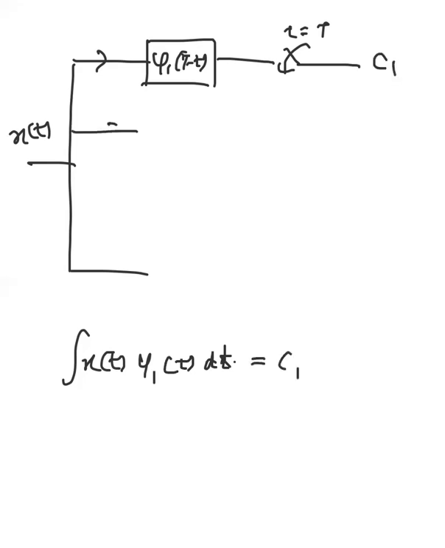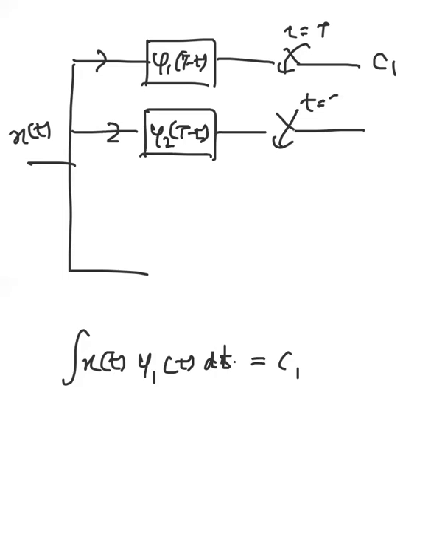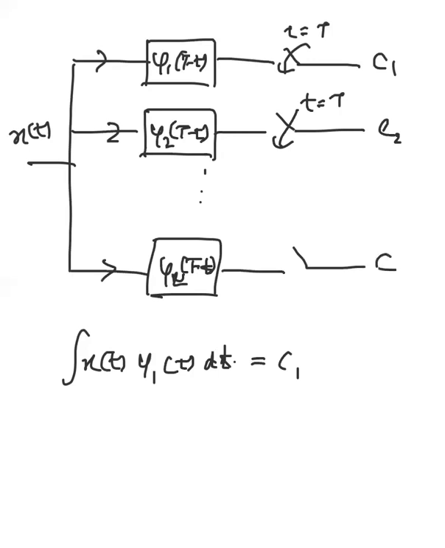So likewise we can have a number of such filters, and sample the output and get each of these coefficients. This is Cn, right? So that is the second method.